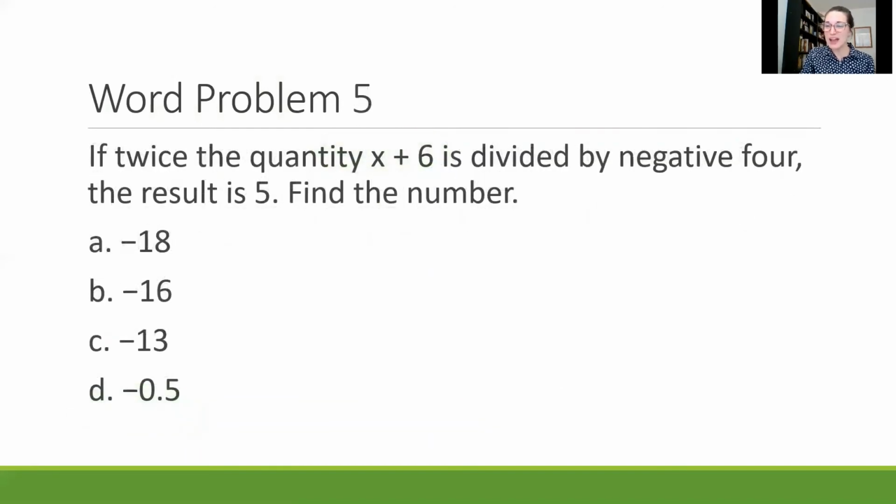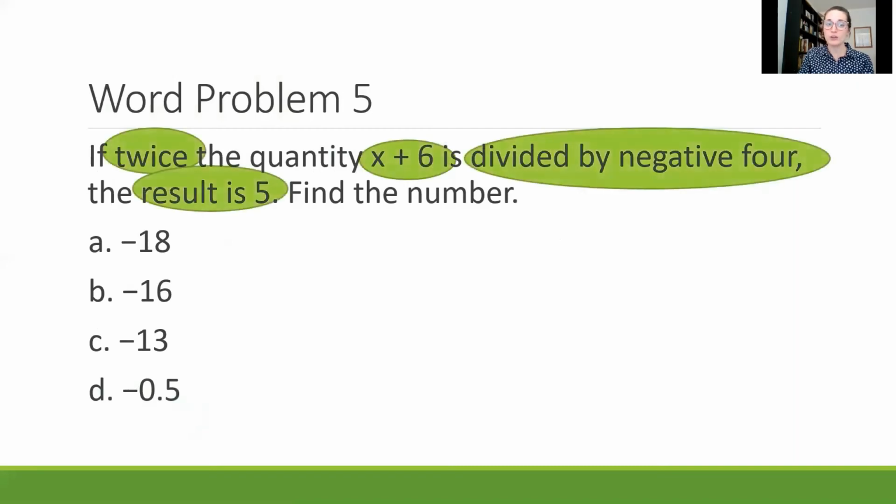For word problem 5, it says, if twice the quantity x plus 6 is divided by -4, the result is 5. Find the number. So here we'll be solving for a variable, but we need to pay attention to all the pieces. So first, we want to look at all the different things that are mentioned here. For example, twice. Even though it doesn't say times 2, we know that twice means times 2. So we need to keep that in mind as we're putting all the pieces together.